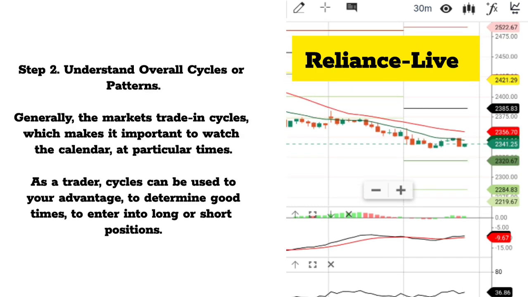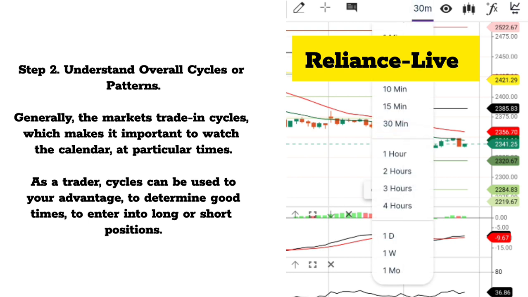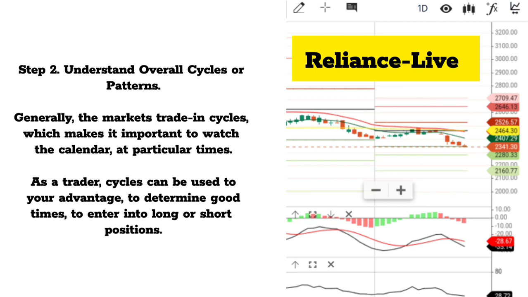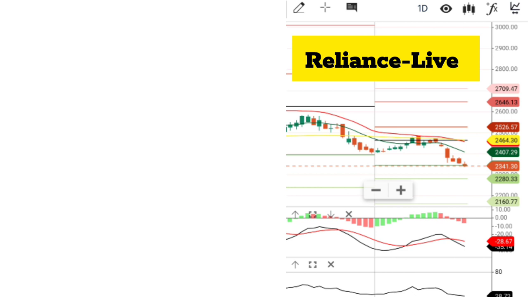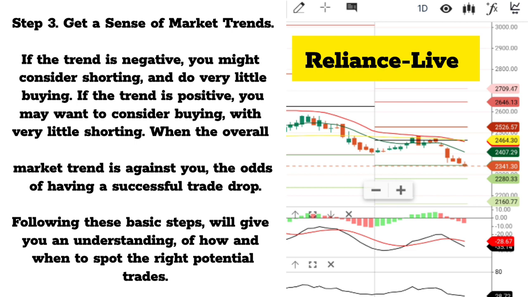Step 2. Understand overall cycles or patterns. Generally, the markets trade in cycles, which makes it important to watch the calendar at particular times. As a trader, cycles can be used to your advantage to determine good times to enter into long or short positions. Step 3. Get a sense of market trends.